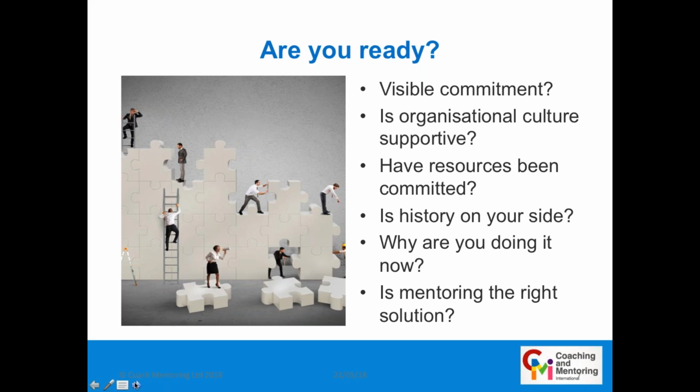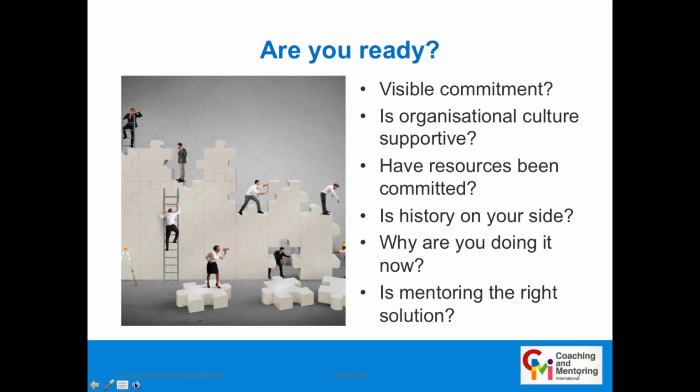Have you actually got any resources? Mentoring can be quite labour intensive depending on whether you're using a platform, whether you're doing this all internally or whether consultants are delivering it. So there's a lot of questions to think about the resources. And have you got history on your side?